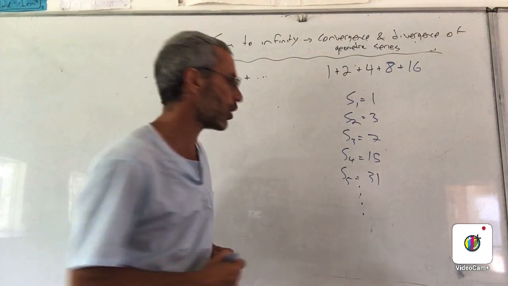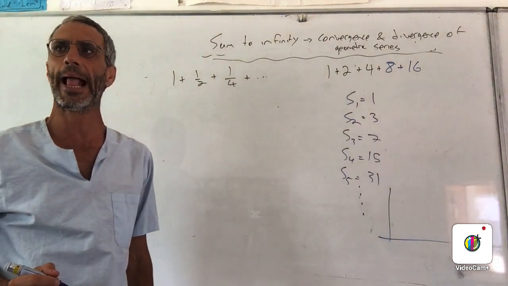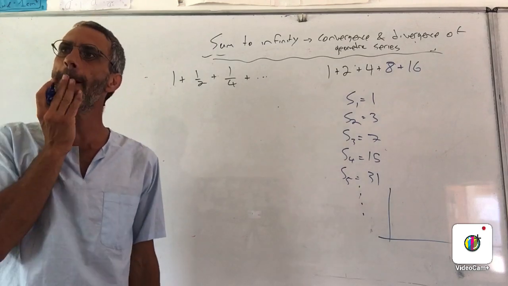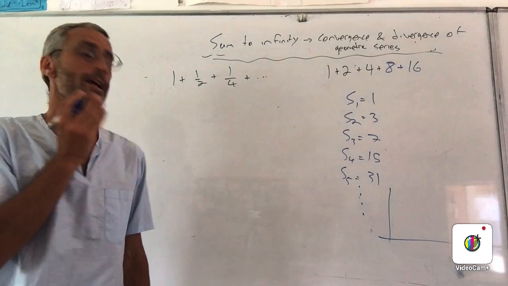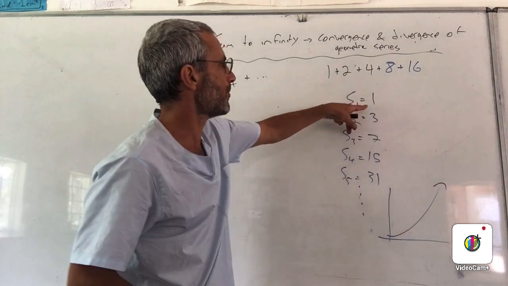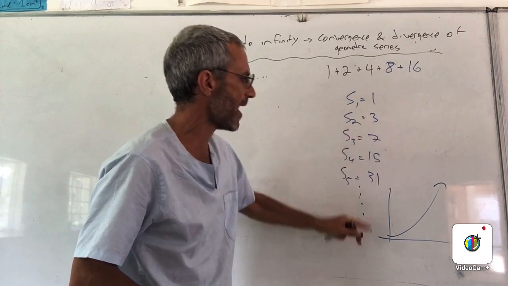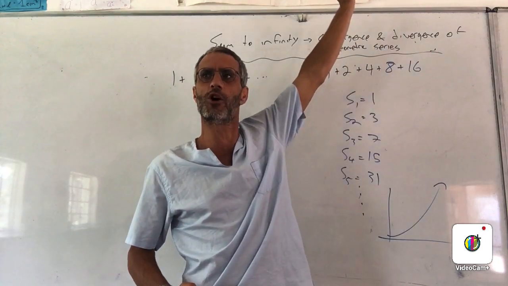If I was to plot these numbers on the graph, what do you reckon it would look like? Is it just a straight line up? It's going to be like an exponential one, isn't it? It's going to be like this. Look, the step from here to here went up by 2. From here to here went up by 4. Here to here went up by 8. It goes up faster and faster and faster.